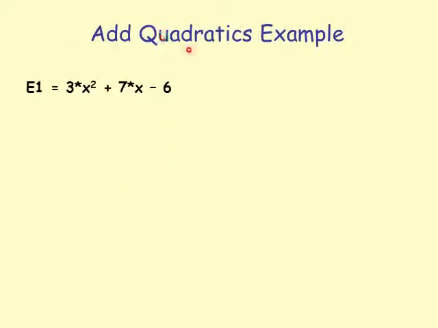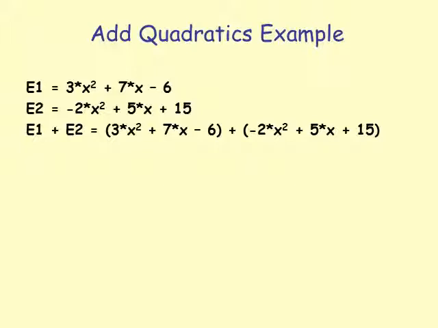Now we just did a linear expression. Now we will add quadratics. Quadratics means the highest power of a monomial in an expression is 2. So this 2 here, e2 is minus 2x squared plus 5x plus 15. So 2 is the highest power and 0 is the lowest power of x. Okay, and we're trying to add these together, e1 plus e2, so we write down this expression here and plus the second expression here.